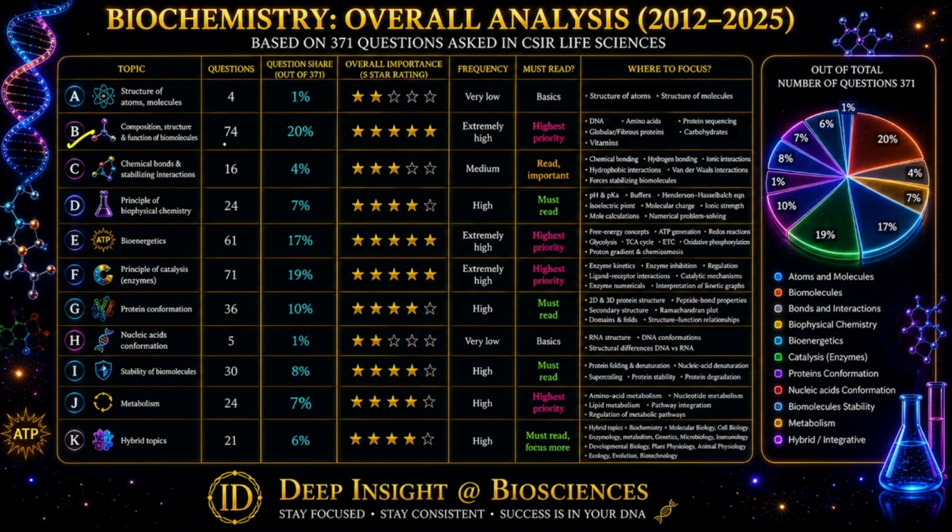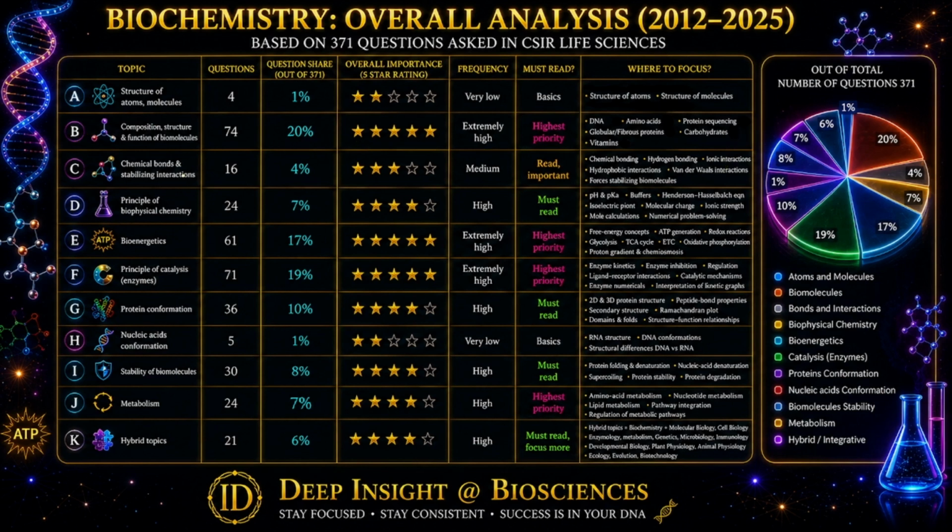Topic B is the composition, structure, and function of biomolecules. This is the highest weighted topic with 74 questions and a 20% share. It has a 5-star importance rating and an extremely high frequency, making it a highest priority topic. Focus on DNA, amino acids, protein sequencing, globular and fibrous proteins, carbohydrates, and vitamins. You should understand structures, properties, functions, comparisons, and concept-based applications. This topic must be studied thoroughly because approximately 1 out of every 5 biochemistry questions belongs to this area.